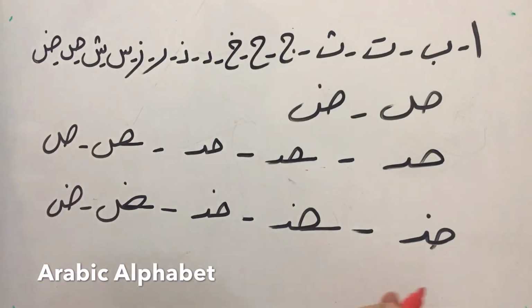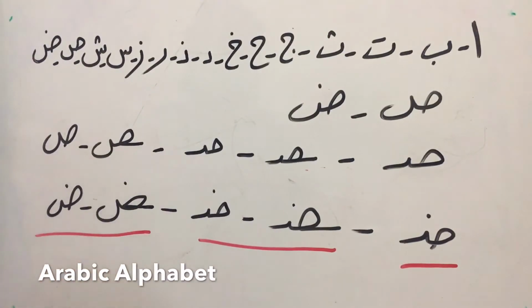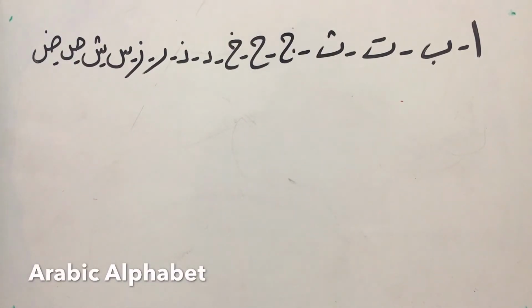So here we can see Sad and Dad at the beginning of the word, Sad and Dad in the middle, and Sad and Dad at the end of the word. Now, after we have seen the different ways of writing each letter that we had till now, let us try to give examples to see exactly how to write each letter with other letters to form words.